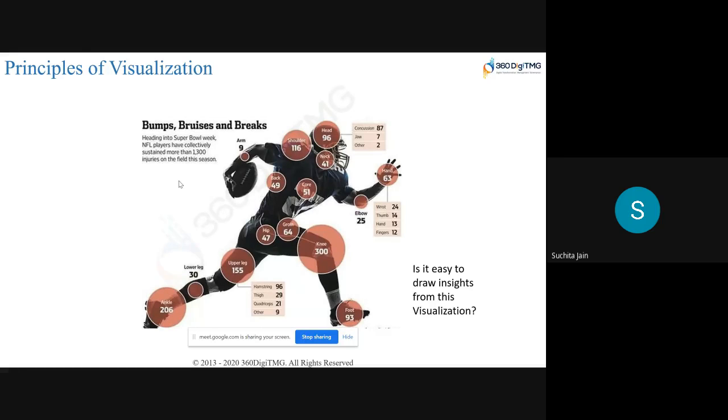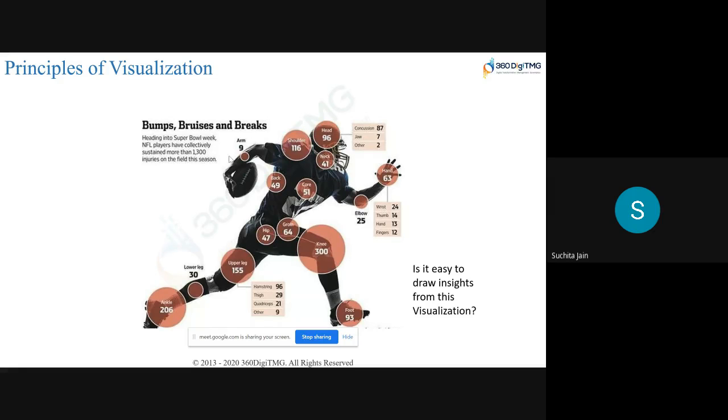If I had shown you this information in an Excel sheet, we would not have come to a conclusion like this, that the knee is the most prone area, then the ankle, then the upper leg. And while playing, players can ensure that they take care of these parts. This is a very good example to show what a visualization can do for your business and how it can help you take better data driven decisions.